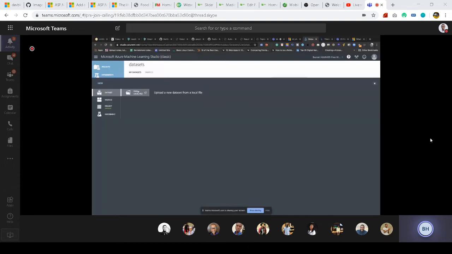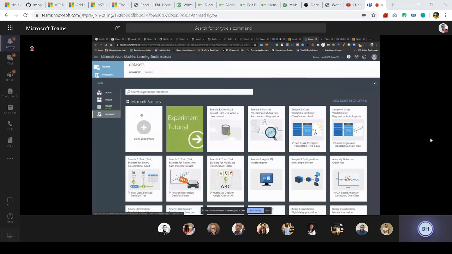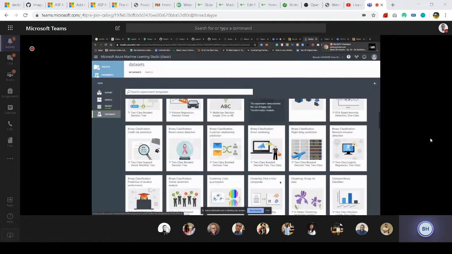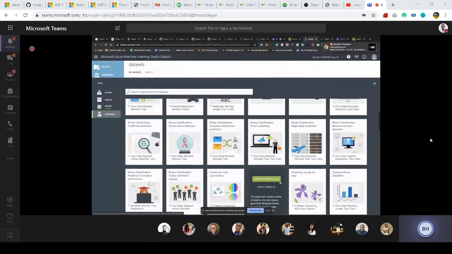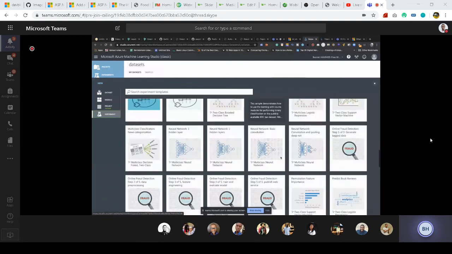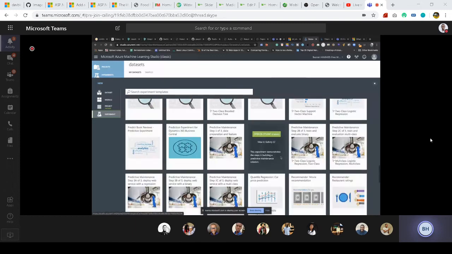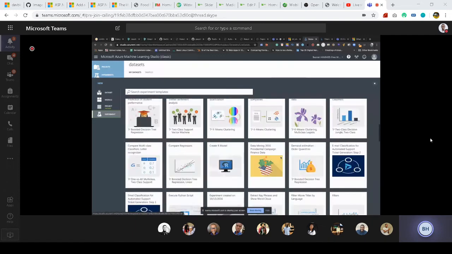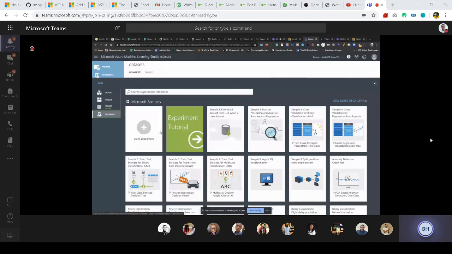So I'll start my experiment. The first thing when you're working on any project is to start an experiment, so that's what I'll be doing. They have lots of pre-trained experiments on different types of machine learning problems. You can sit down and explore those experiments just to get more of a feel of the machine learning studio. But I'll create a blank one.